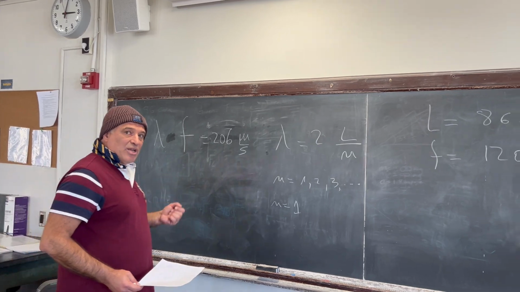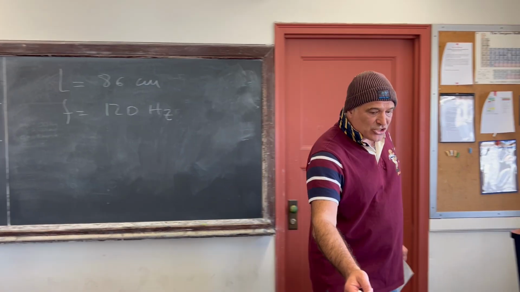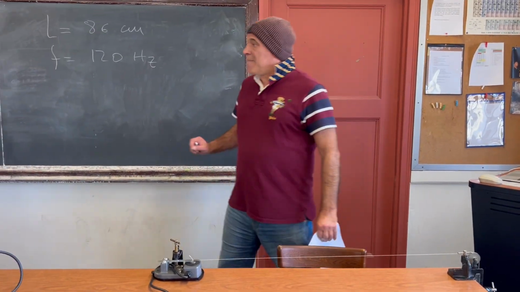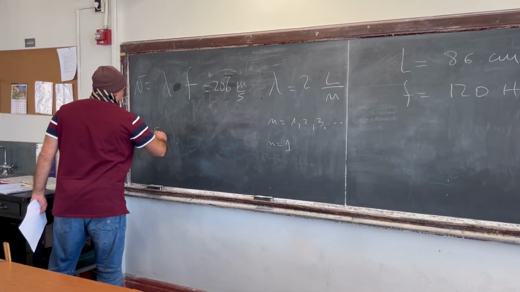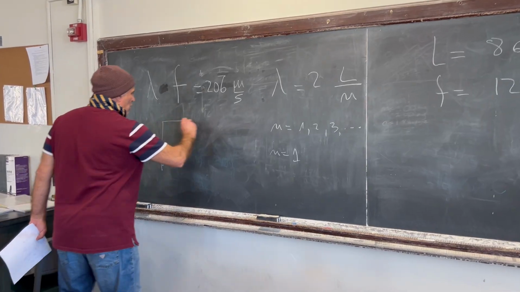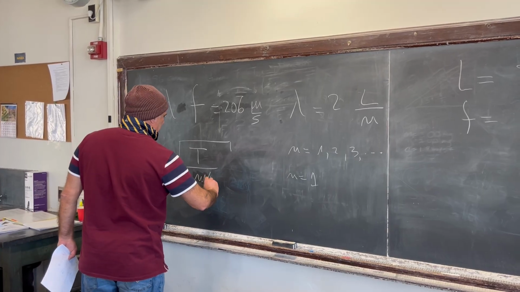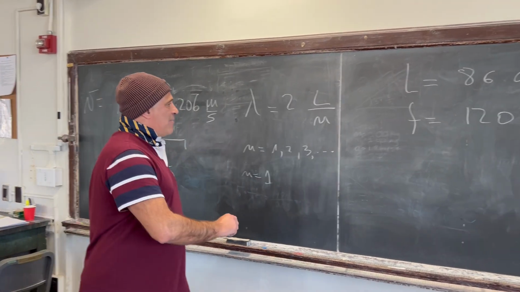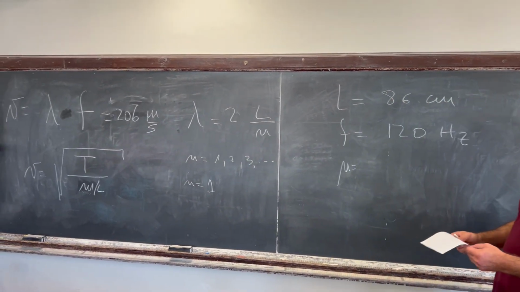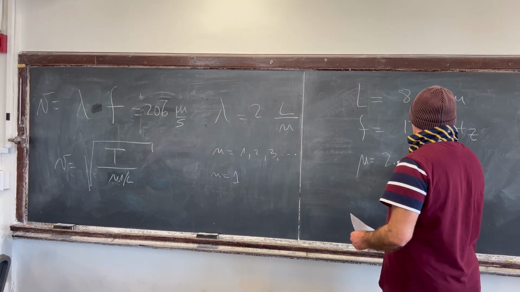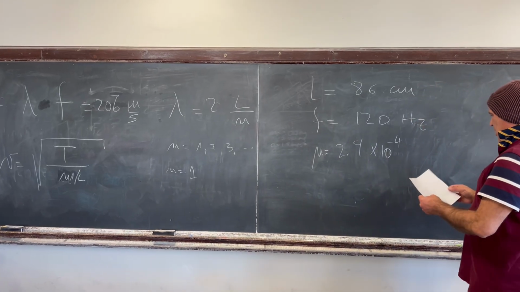Now, the speed of propagation actually depends on properties of the system, and in particular, the tension of the string and the mass per unit length of the string. So the speed is also equal to the square root of the tension of the string divided by the mass per unit length. In general, the mass per unit length is denoted by the Greek letter mu, and for our case, we have a mass per unit length of 2.4 times 10 to the minus 4 kilograms per meter.